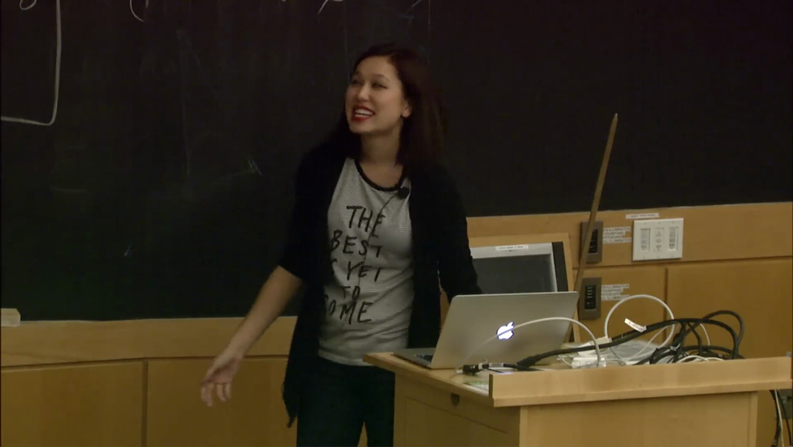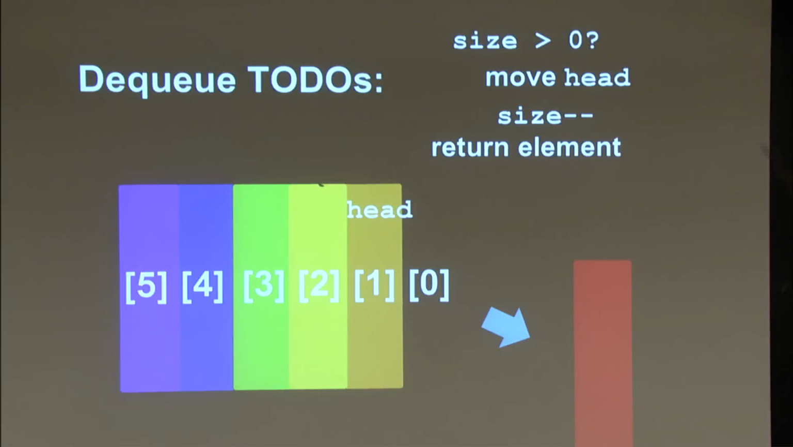So same thing here. We need to check to see if we actually have something in our queue, right? Say, okay, is our size greater than 0? Cool. If we do, then we move our head, which is what I just demonstrated here. We update our head to be 1 more, and then we decrement our size and return the element.